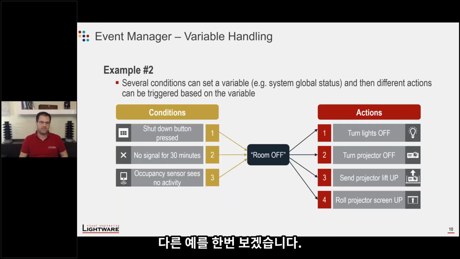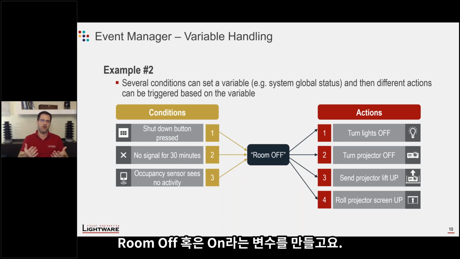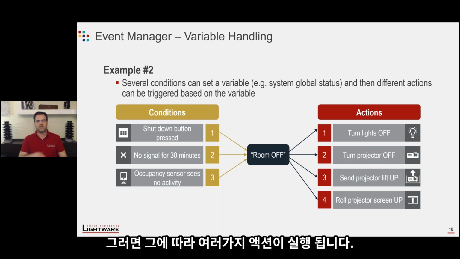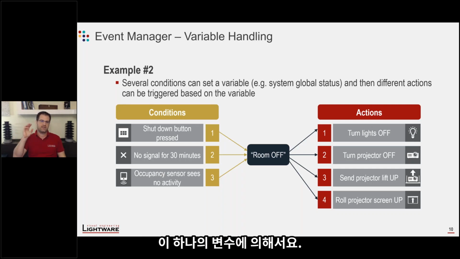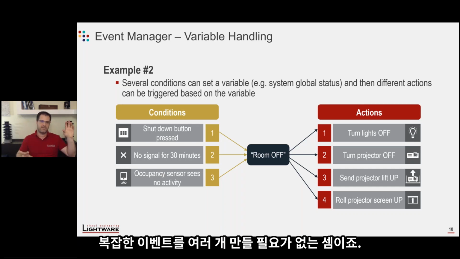Another nice example, a bit more sophisticated, is to have a system global status. Let's say I have a variable telling me that the room is off or on. In this case, I can have several conditions to write this variable. Then different actions can be triggered based on this single variable. So I can have a little indirection in between. I do not have to set up a lot of events, only these ones.